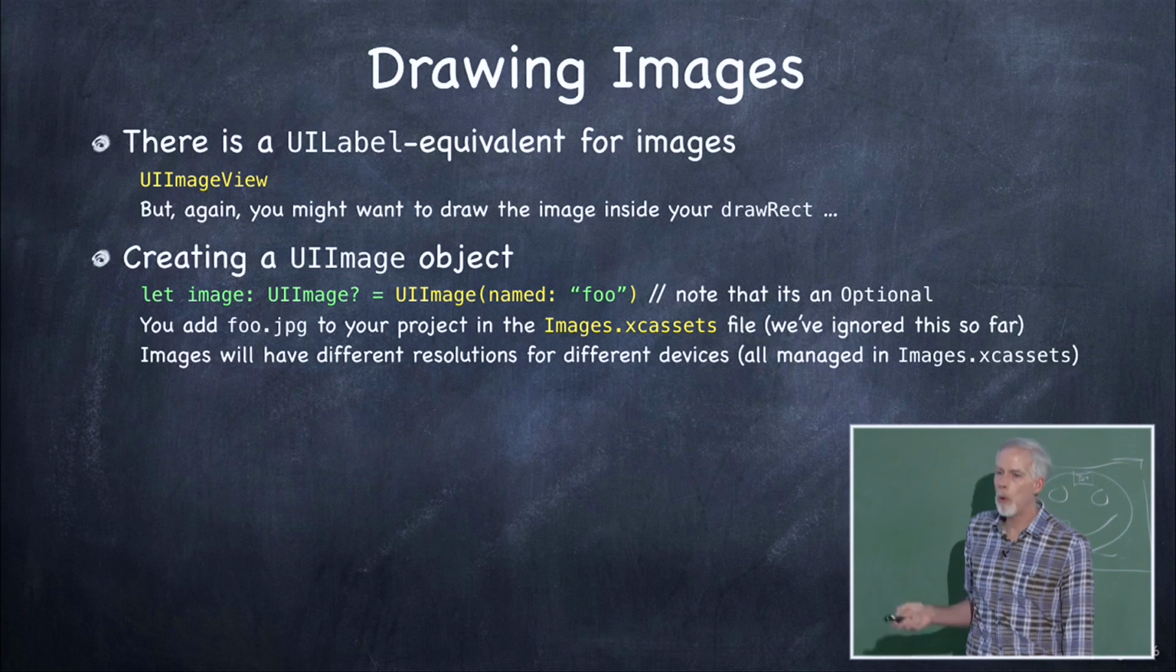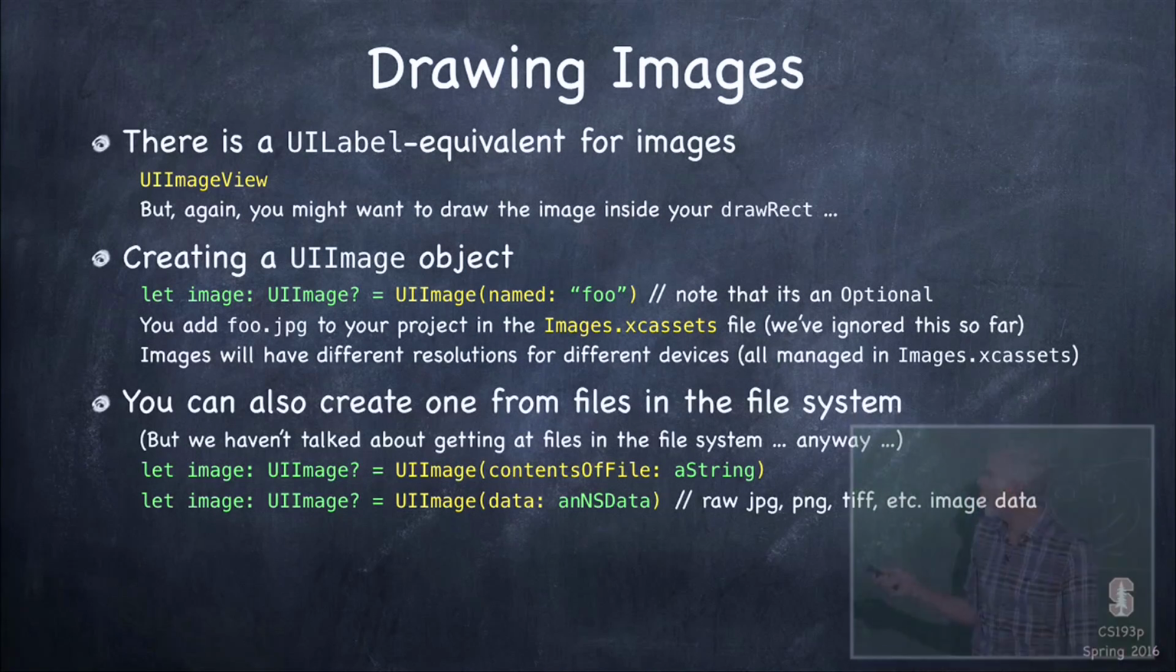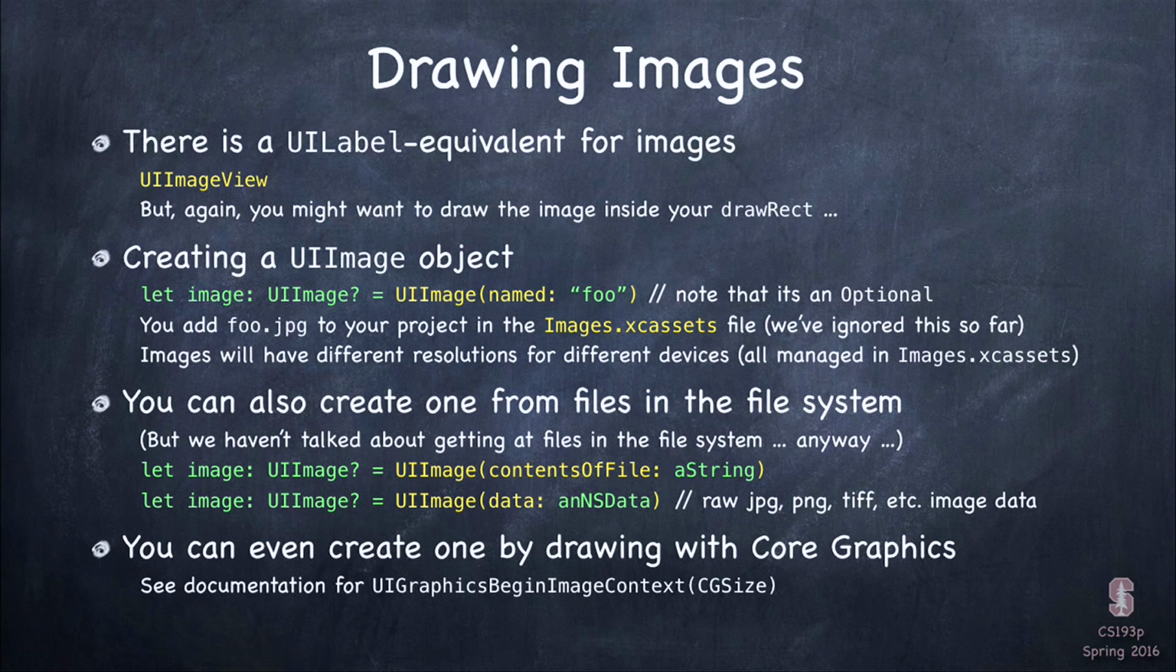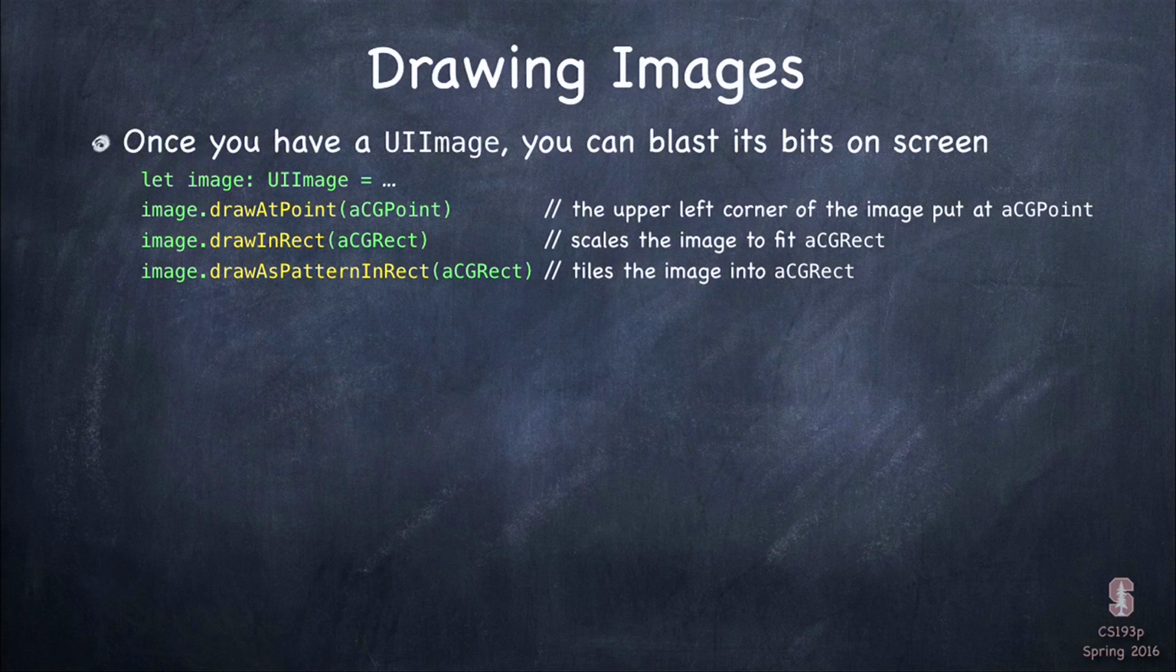But once you have this UI image in your hand, oh, by the way, other ways you can do it, you can create it from a file or from just some image data you got from the internet, for example. That's another way to create a UI image. Okay? You can even do it by drawing with Core Graphics into an off-screen buffer. Once you have that image in your hand here, this var image, you draw it the same way as the text. You say draw at point.